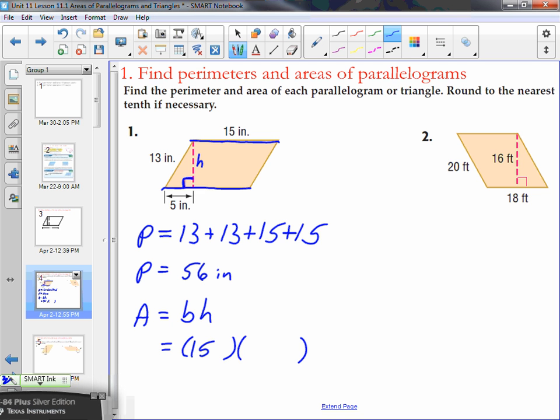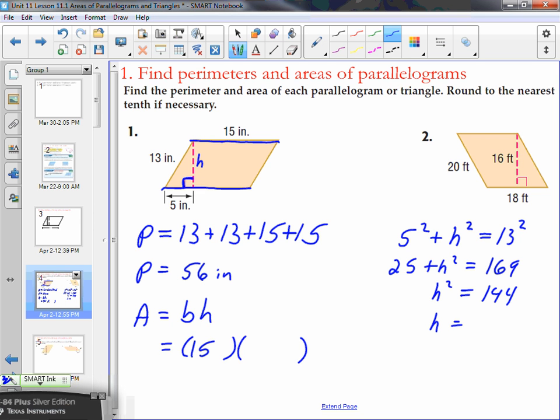Pythagorean theorem. So one leg squared plus the other leg squared equals the hypotenuse squared. So it's 25 plus h squared equals 169. So h squared equals 144. And what does h equal? 12 when you take the square root. So what do I put in for h in my formula? 12.